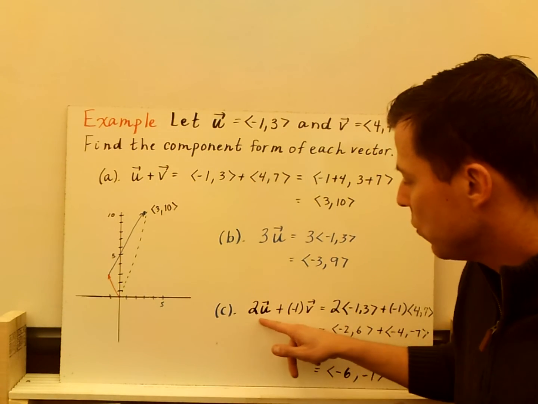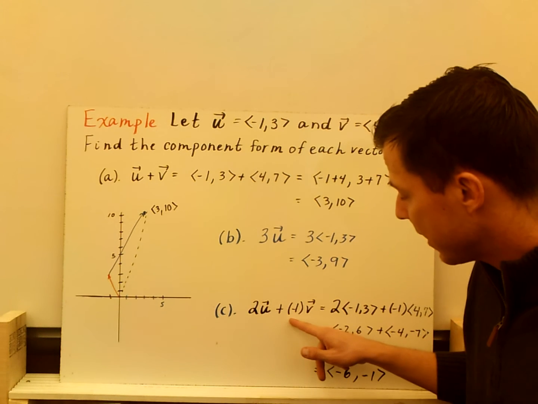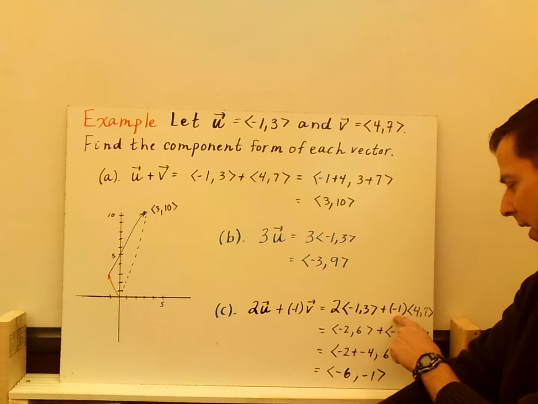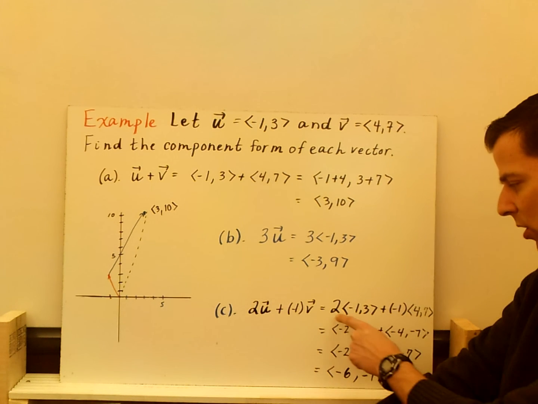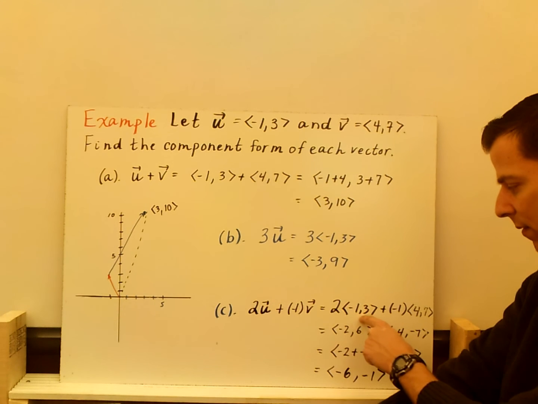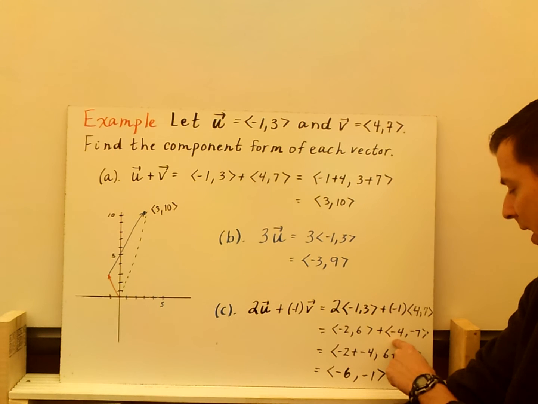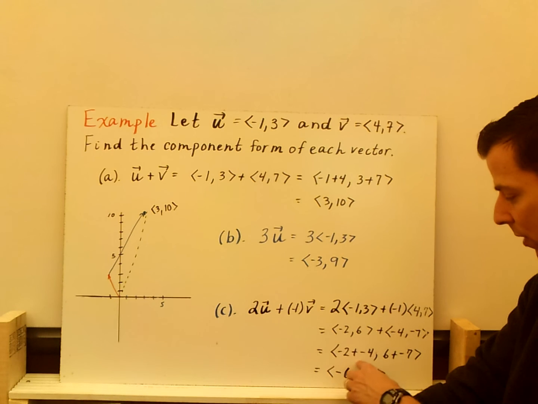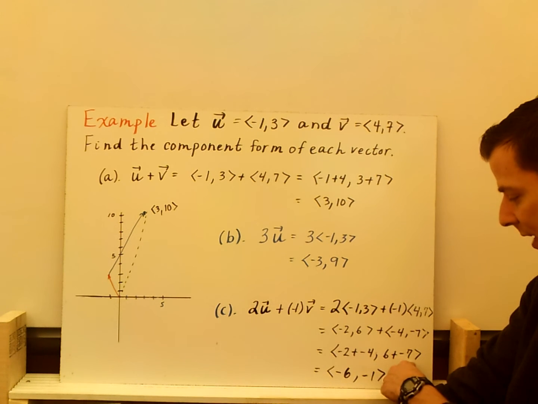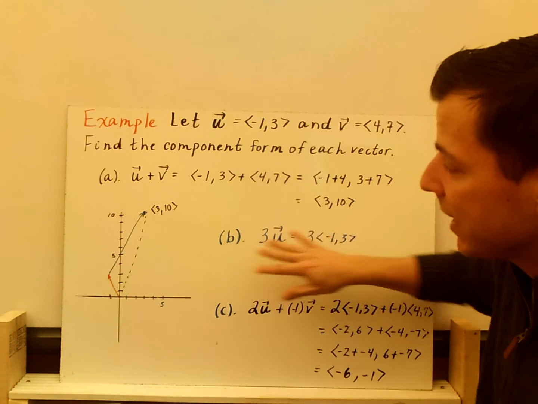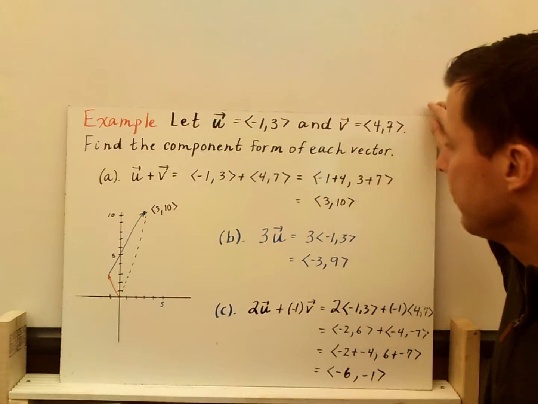Last one, they wanted 2 times vector u plus -1 times vector v. So I write 2 times u plus -1 times v. So I distribute the 2, so I get -2 and 6 here for my first vector, plus, and I distribute the -1 here, so I get -4, -7. Then I combine them with addition. -2 plus -4, comma, 6 plus -7. I get -6, comma, -1. That is my vector there. Okay, so that's how we add, and I tried to give you an illustration of the triangular method.